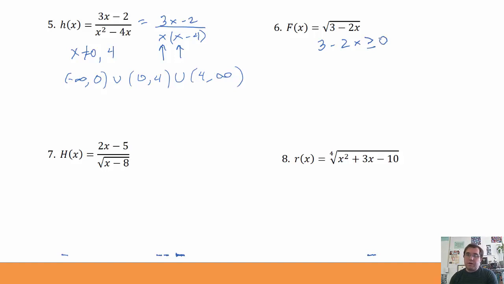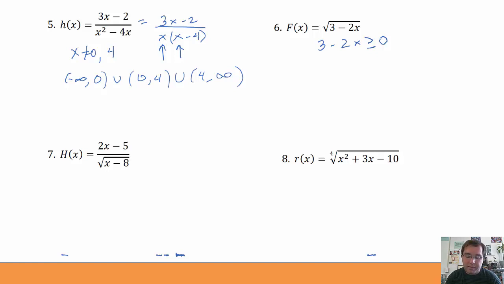Why greater than or equal to 0, not just greater than 0? Because we can take the square root of 0. It's just 0. That's fine. It's when we have a number that's smaller than 0 underneath the square root that's a problem. So we set it greater than or equal to 0, and we solve it for x to figure out what x can be.